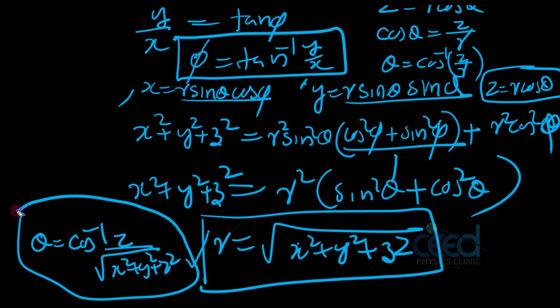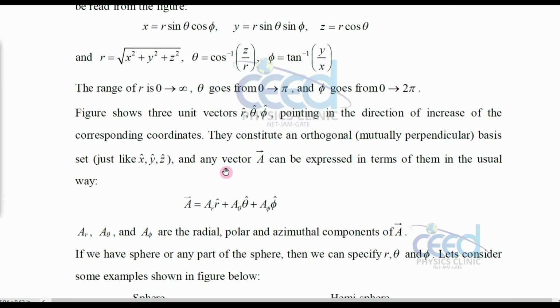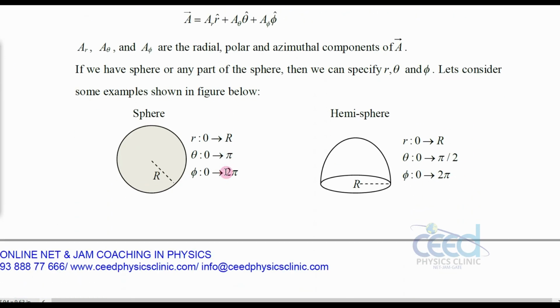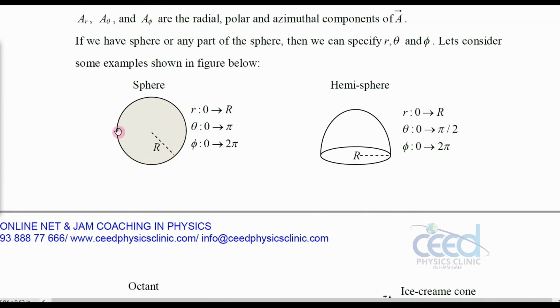In the next session we will discuss how the areal element, volume element and length element can be represented in spherical polar coordinates. And then we will go to the problem section. So this is the class today. Here also, if you consider a full sphere, we have the limits 0 to r for the radius, theta 0 to pi and phi 0 to 2 pi.